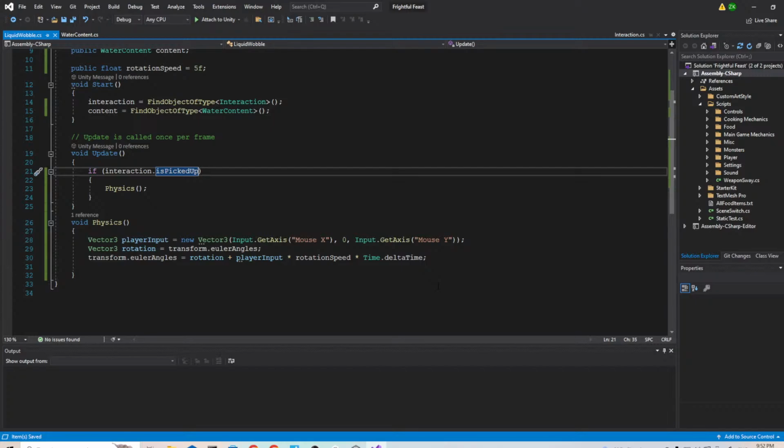Now, how are we going to make it slowly go back to its original position? Mouse X. That is a bit of a problem.